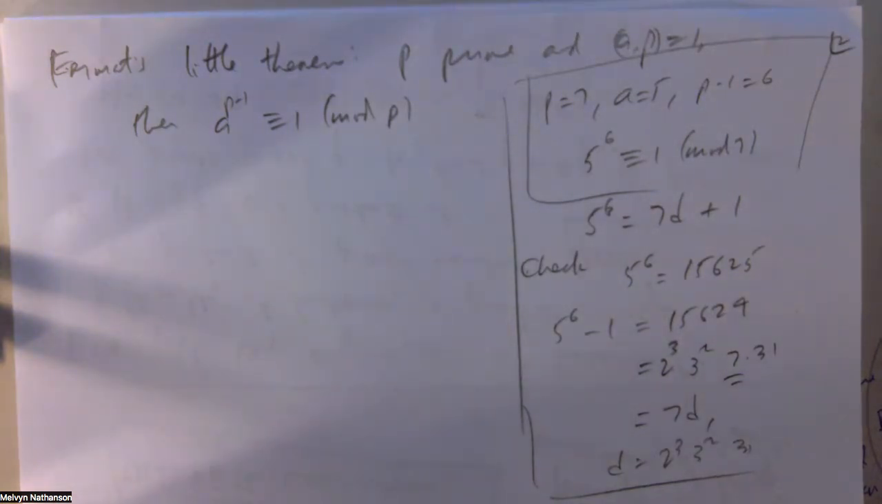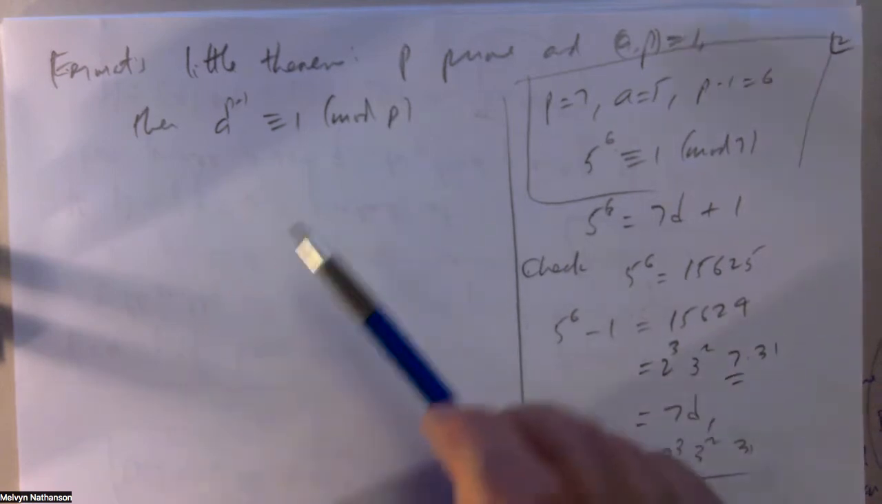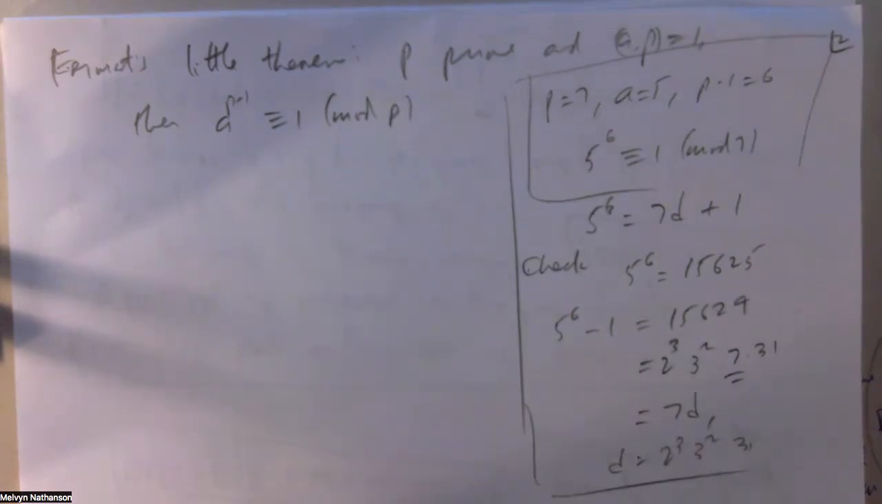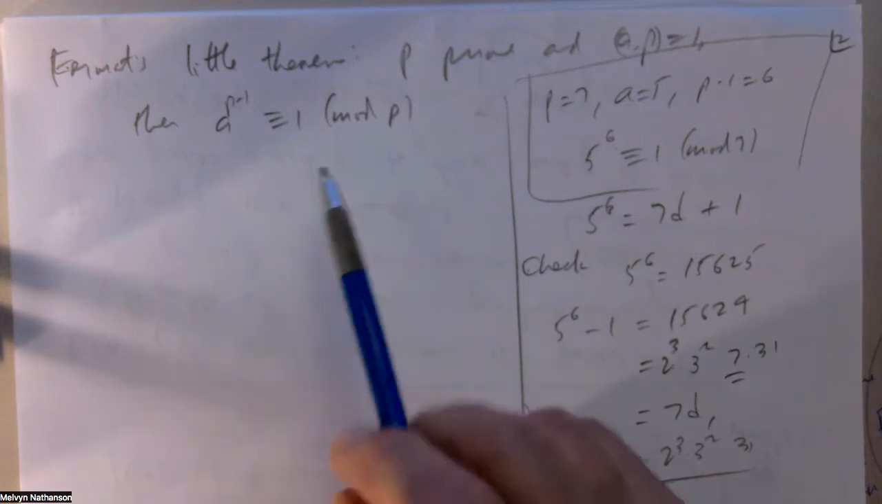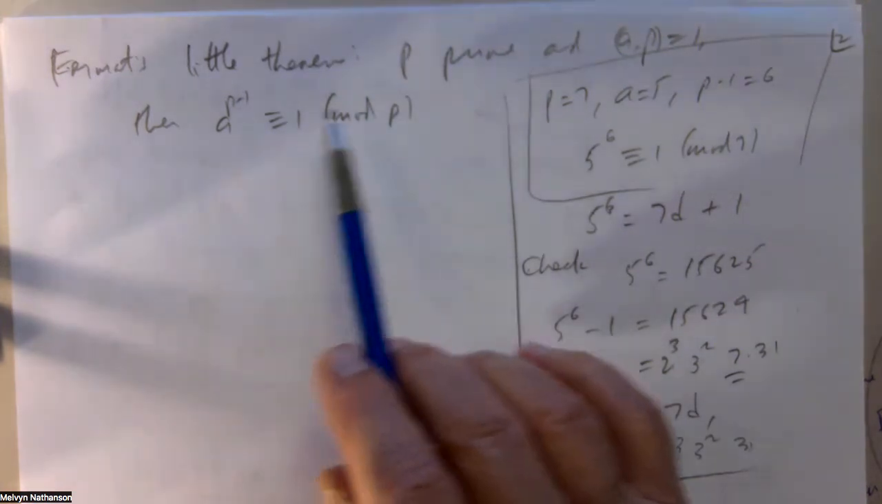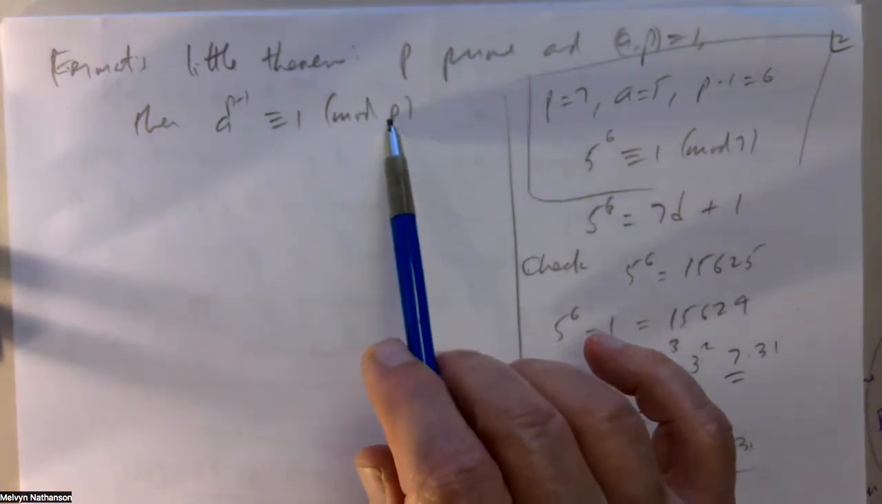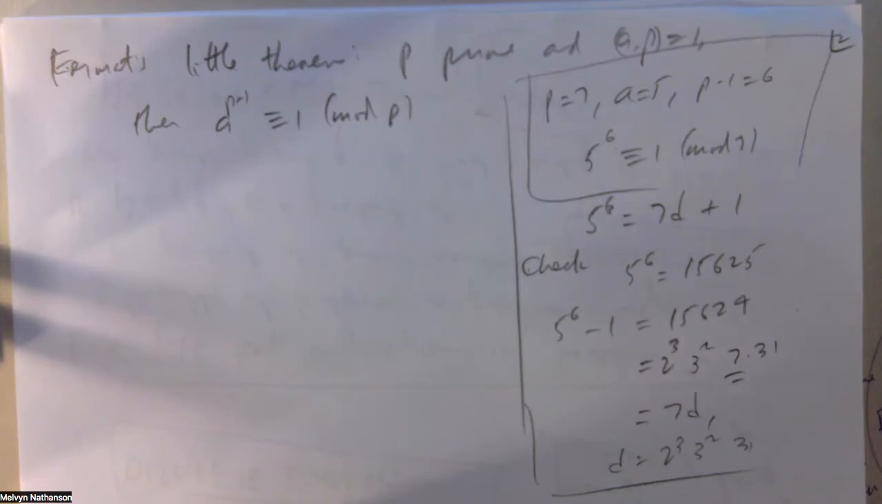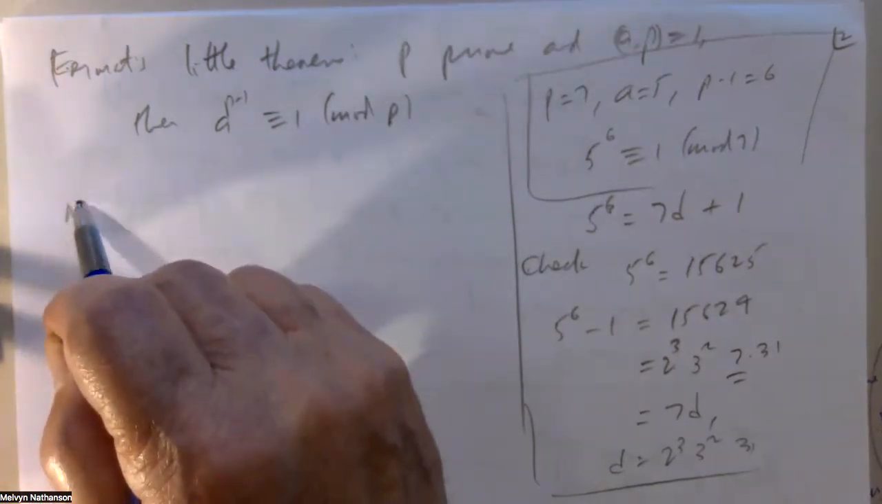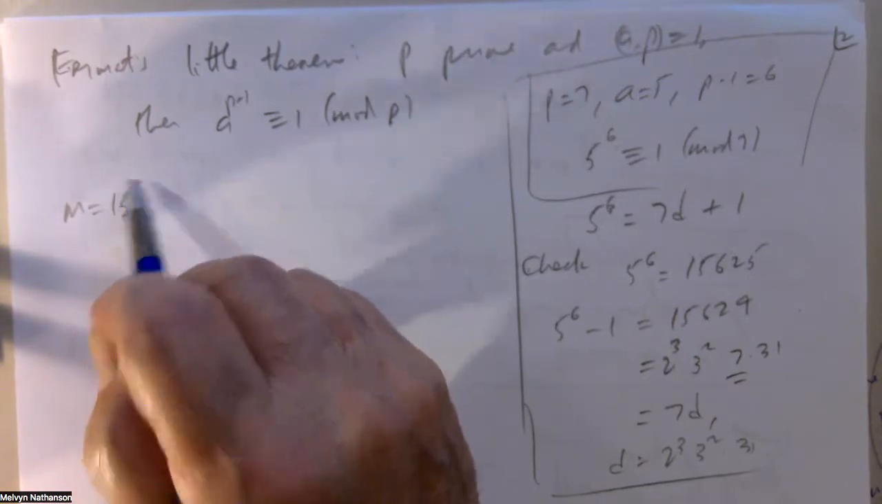But this is what we know. What we're going to be interested in is what can be said about powers of numbers, not modulo a single prime, but modulo a product of 2 primes. For example, suppose you take m equal to 15.